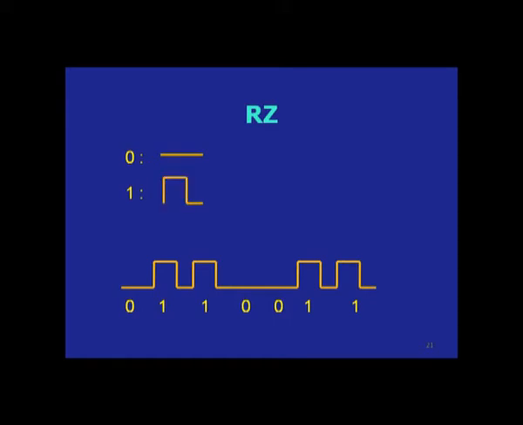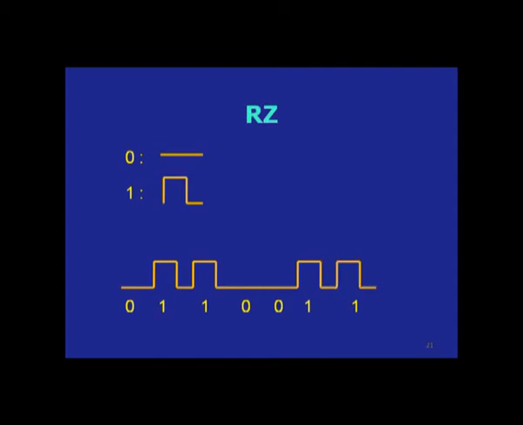So if you look at this signal, suppose I am coding 0, 1, 1, 0, 0, 1, 1. Look at how the signal will look. 0 will be coded as just a low level signal. A 1 will be coded as a signal which goes high and comes back to 0. Again a 1 goes high, comes back to 0. 0 will be represented as just a low level signal, and then so on.